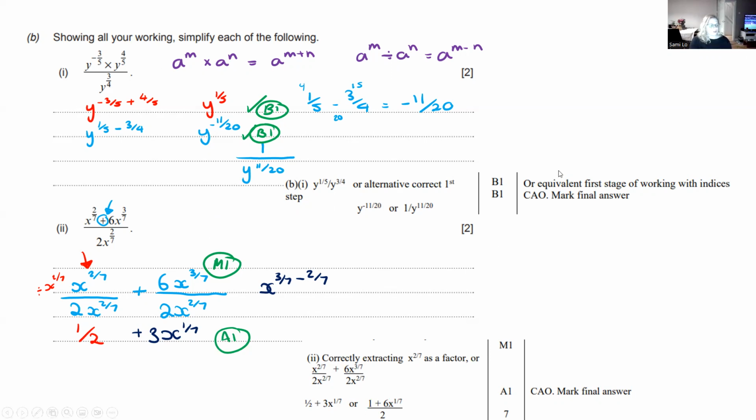Okay, so this question 6 finished. We had a total of 7 marks. Hoping that you can see where all 7 marks have come from, and hopefully that helps you with your studies.